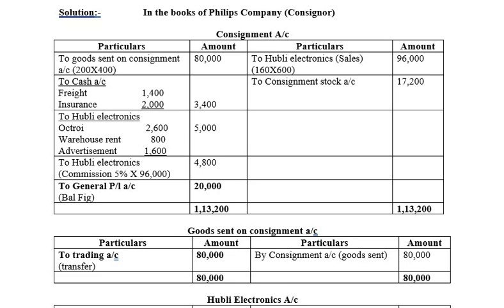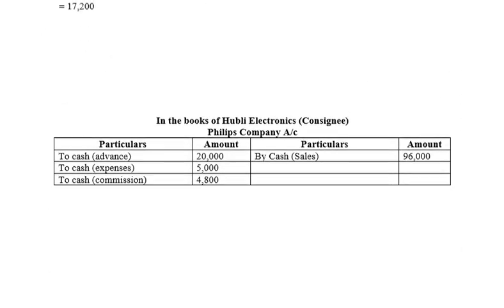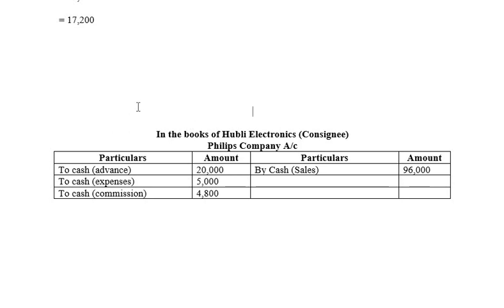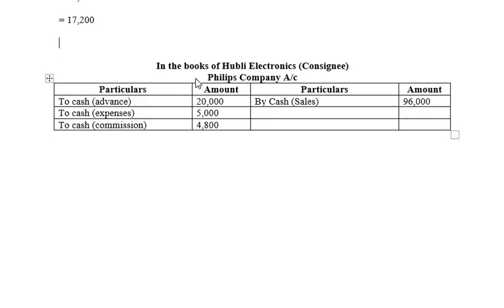Let's prepare the next half of the entry, that is in terms of consignee's account. So this is the account which is to be prepared in case of the agent. In the books of consignee, that is Hubli Electronics, here only one account will be prepared, that is Philips Company account. All right. So look into the journal entries in terms of Philips Company.